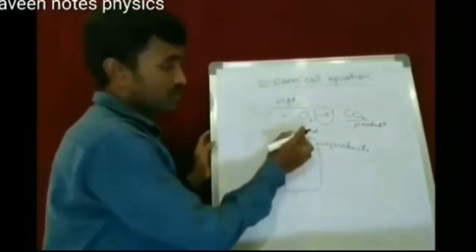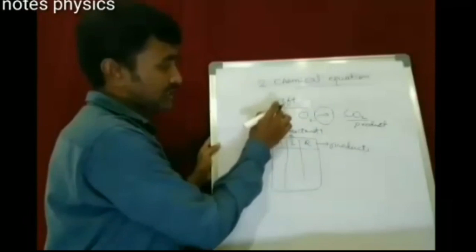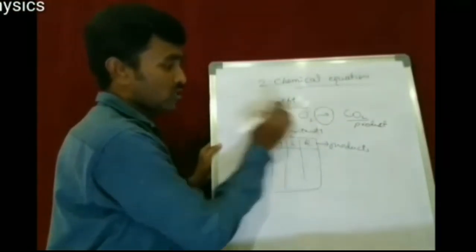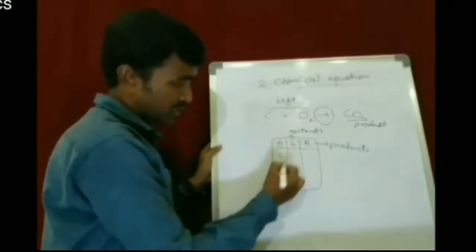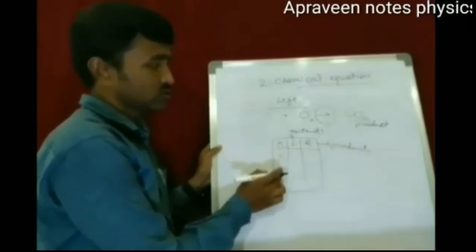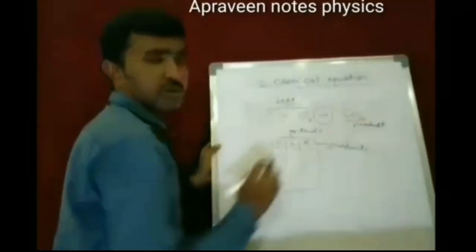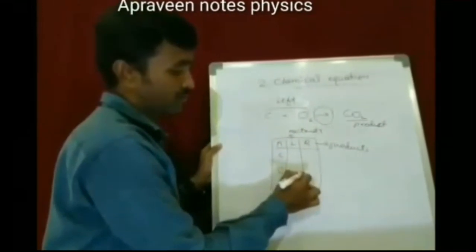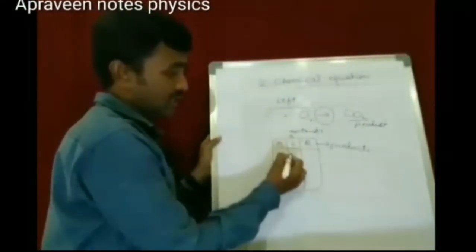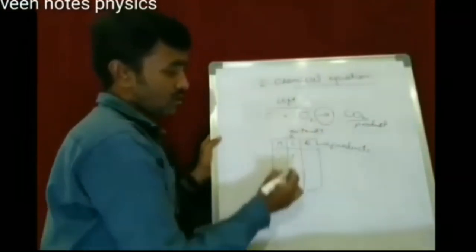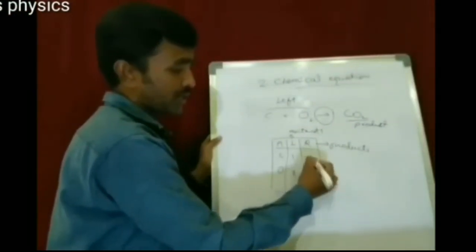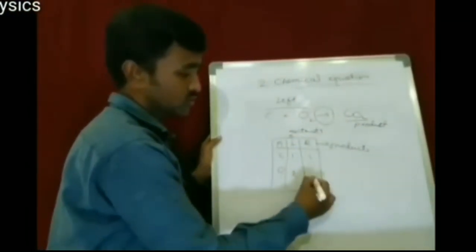In the reactants we observe two substances, carbon and oxygen. I am going to take them individually as atoms: carbon atom and oxygen atom. On the right side you will also see the same type of atoms. Count the number of atoms on the left side: one carbon atom and two oxygen atoms. The right side has one carbon atom and two oxygen atoms also.